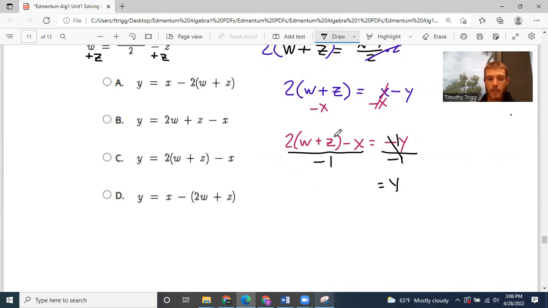That's good. Now on the left side, that changes both these signs. So instead of a +2 here, it's going to be a -2. Instead of a negative x, it's going to be a positive x. So I'm going to put my positive x first, and then minus 2 parentheses w plus z. Okay. That was a tricky one, I would say.